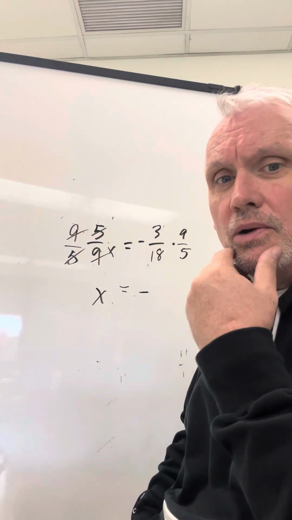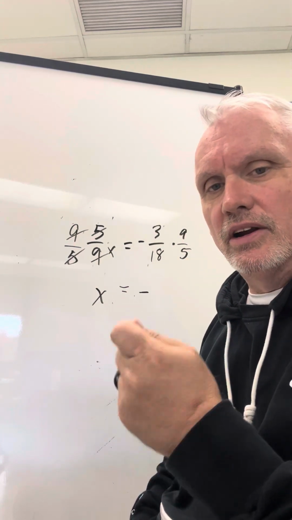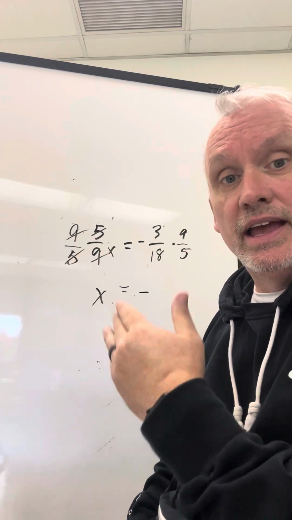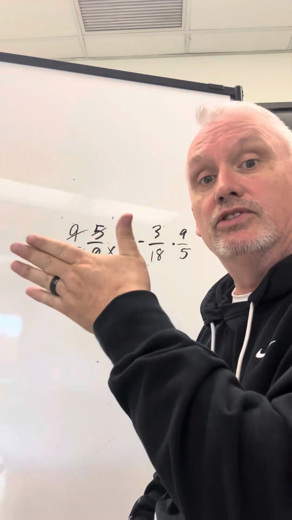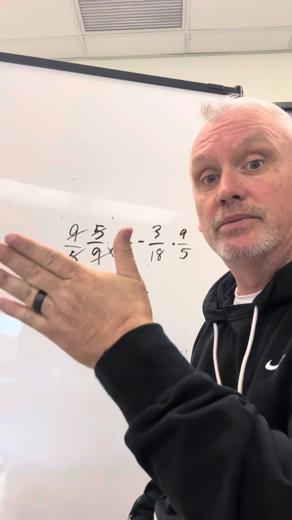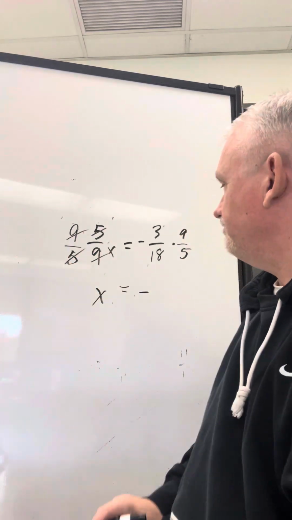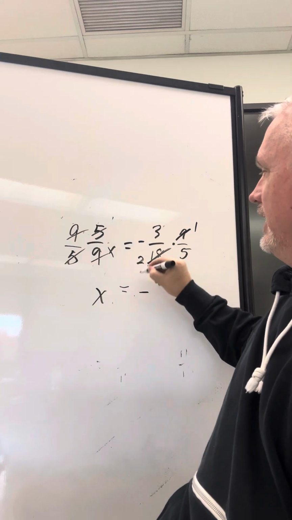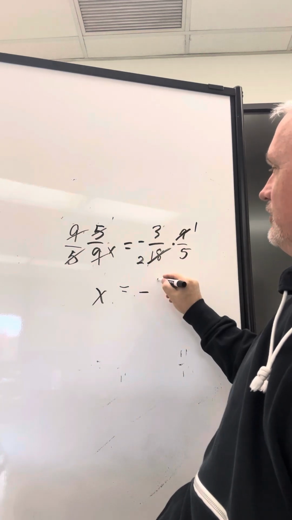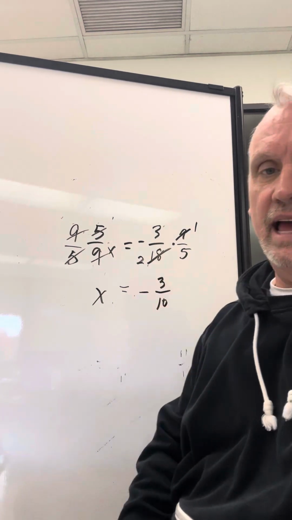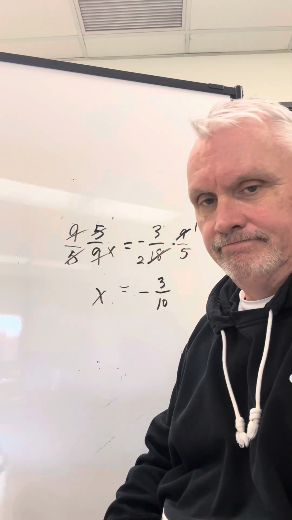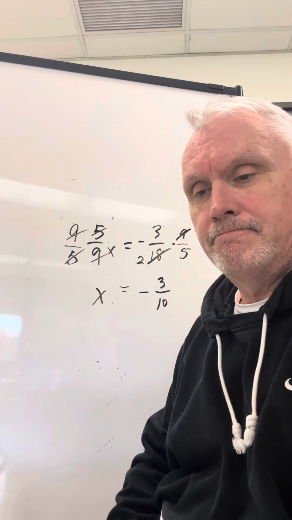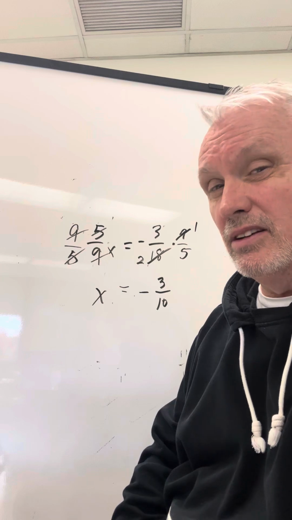That's the first thing that I would always do. Look to see what your signs are. Is it positive or is it negative? In this case, a negative times a positive gives you a negative. Negative times a negative is a positive, okay? Now I can cancel things out. 9 goes into 18 twice. So I'm left with 3/10. Okay? So that's the new skill in this.